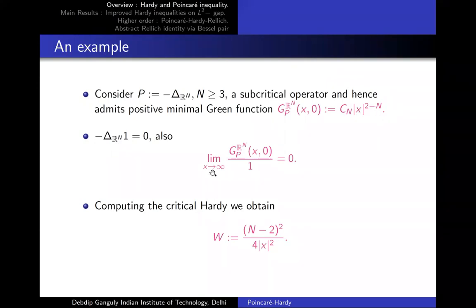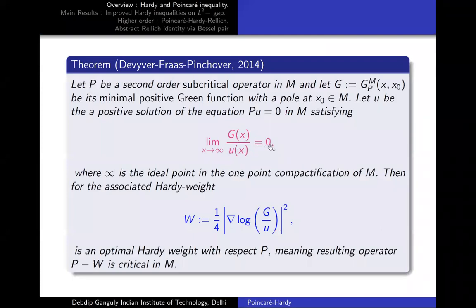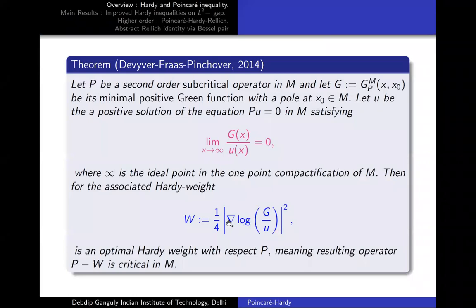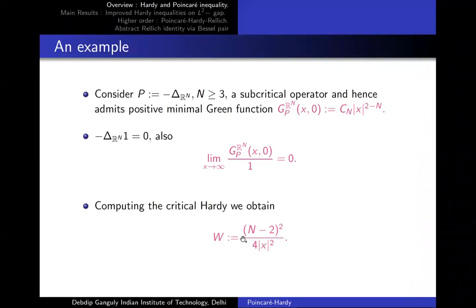So it satisfies this. Also, we know that as x tends to infinity, G(x) goes to 0. So everything is satisfied. P1 equal to 0 is satisfied, right? Now you just compute the gradient, the derivative of log of G by u, where u is 1. If you compute, you will explicitly get the Hardy weight. So W is (n-2)^2 by 4|x|^2.